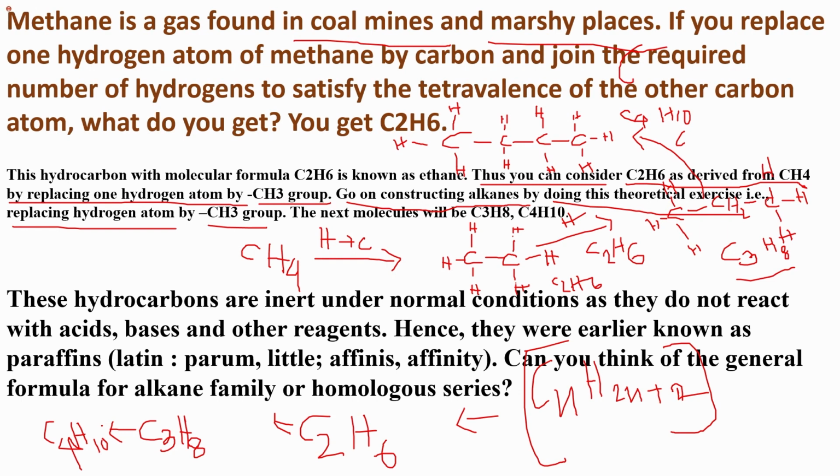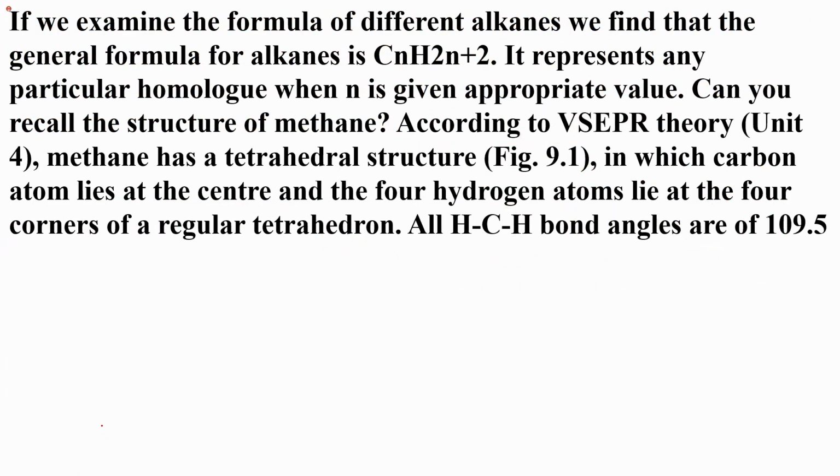Now can you think of the general formula for the alkane family or homologous series? The general formula for alkanes is CnH2n+2. If we examine the formulas of the different alkanes, we find that the general formula is CnH2n+2. It represents any particular homolog where n is given an appropriate value.